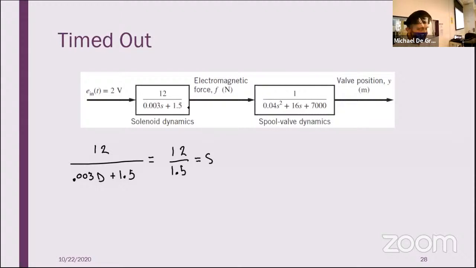Apparently, that turns to S because the screen won't let me write anything there. But it should be 8. That should equal 8, right? 12 over 1.5. I know it doesn't equal S, guys. There we go. It equals 8. All right.